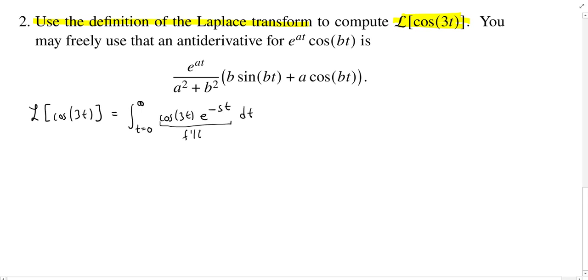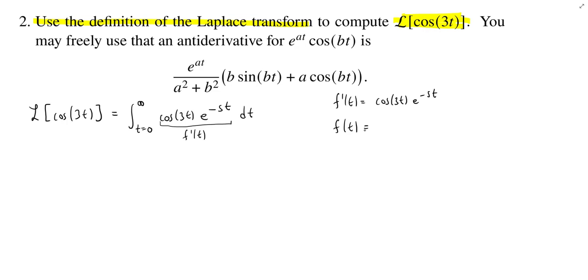So I call that my f prime of t. So f prime of t is equal to cosine of 3t e to the negative st, and I want to find f of t. Oh man, this looks like it's going to be another one of those integration by parts problems. Ugh, man, I don't want to do that.